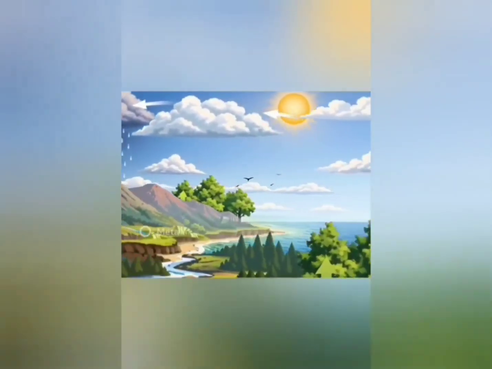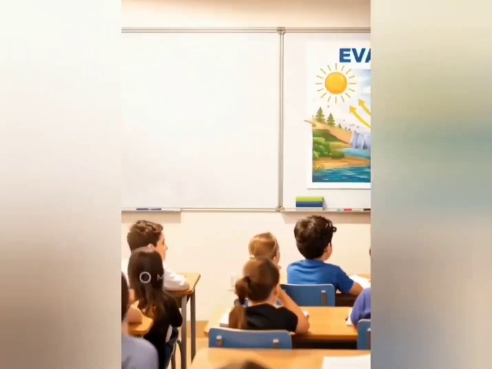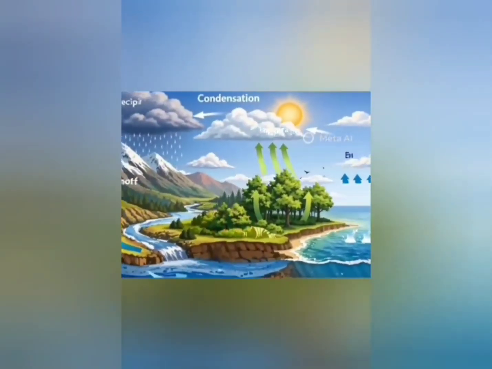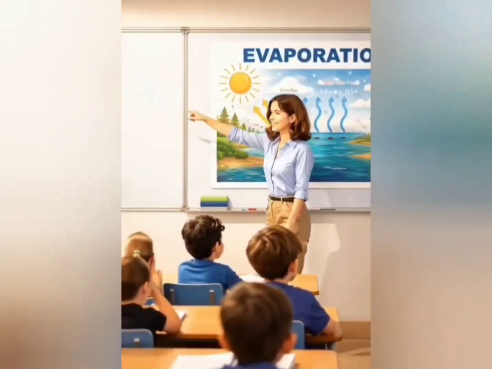Key points: caused mainly by the heat of the sun. Changes liquid water into gas. First step of the water cycle. Happens in oceans, rivers, lakes, soil, and plants.